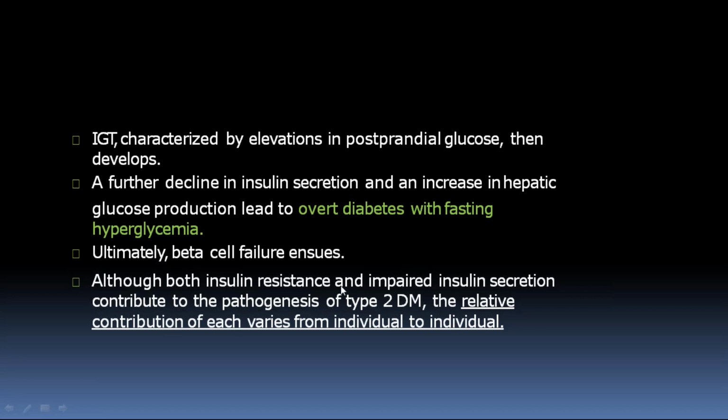Although both insulin resistance and impaired insulin secretion contribute to the pathogenesis of type 2 diabetes mellitus, the relative contribution of each varies from individual to individual. So some patients will be more sensitive to insulin. So it differs from patient to patient, from individual to individual.